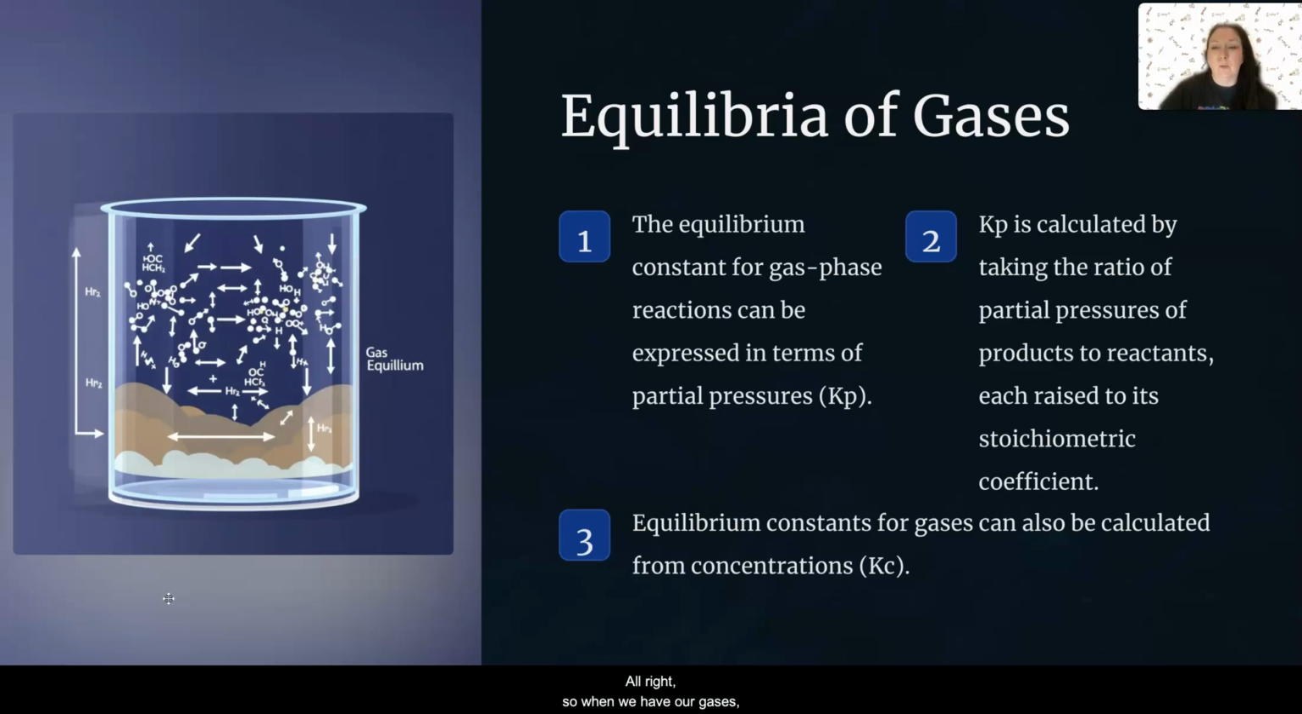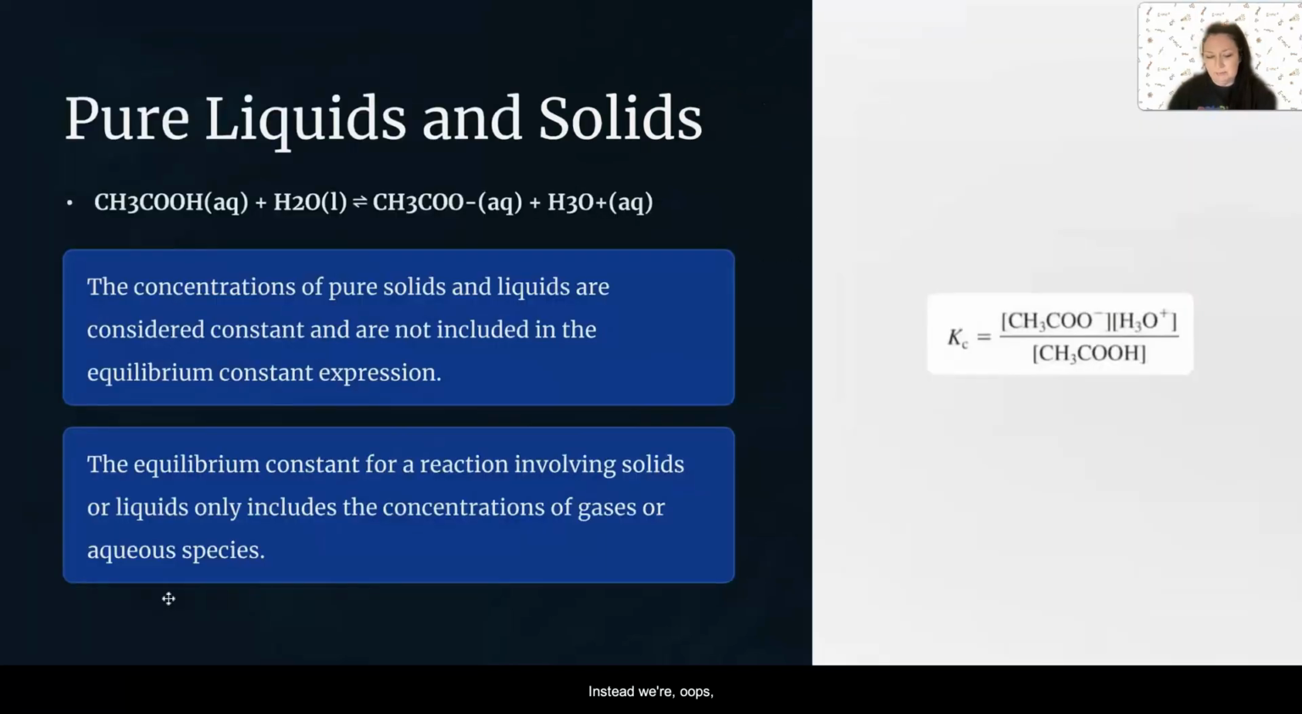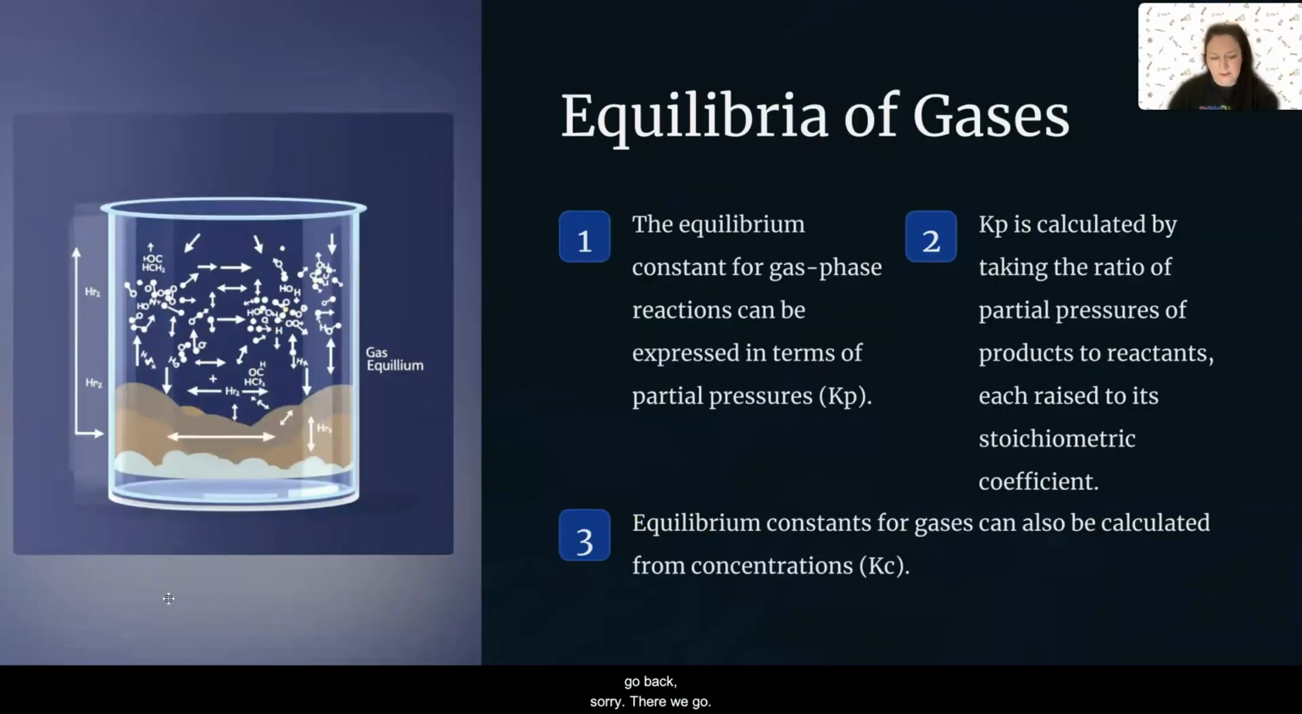All right, so when we have our gases, when we have the equilibrium constant in the gas phase reactions, it can be expressed in terms of something called a Kp, where P is because it's measured in pressures. So the Kp is calculated by taking the ratio of the partial pressures of the products and the reactants raised to their stoichiometric coefficients. It's still the same thing. It's still the products over the reactants.